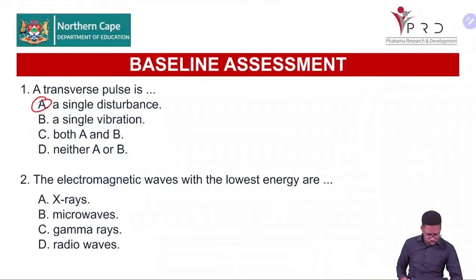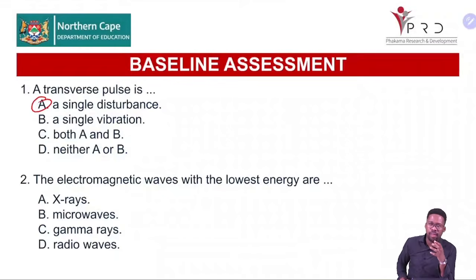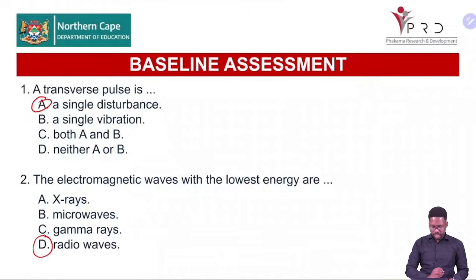Let's come to number 2. The electromagnetic wave with the lowest energy will be, you go back to your grade 10 knowledge, and when you look at how you were classifying electromagnetic radiation according to their increasing frequency, you'd find that radio wave has the lowest frequency but the longest wavelength, meaning that it has the lowest energy. So the correct answer is going to be D.